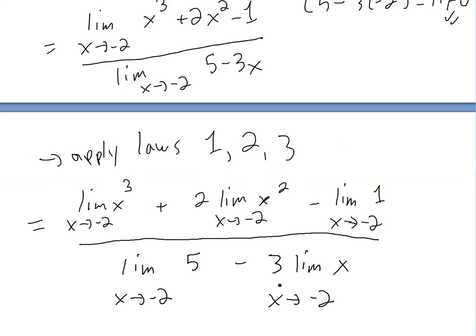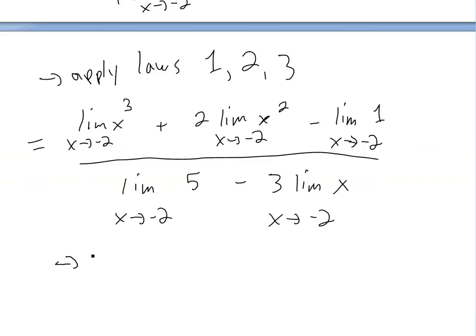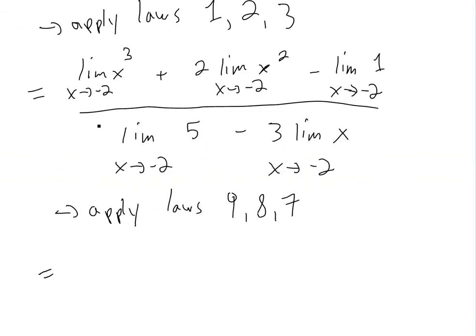We're going to get this one right here. So we separated every single sum and difference and took the constant multiple out. Now we just apply laws 9, 8, 7 to solve for the power function, this linear function x, and also this constant one here.